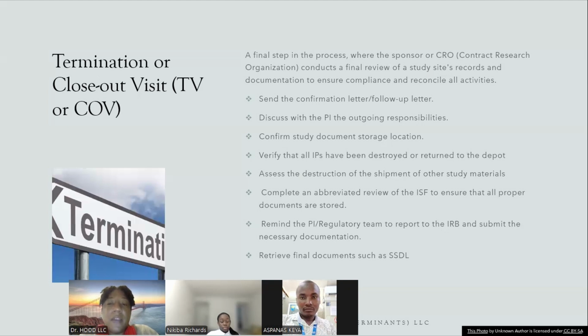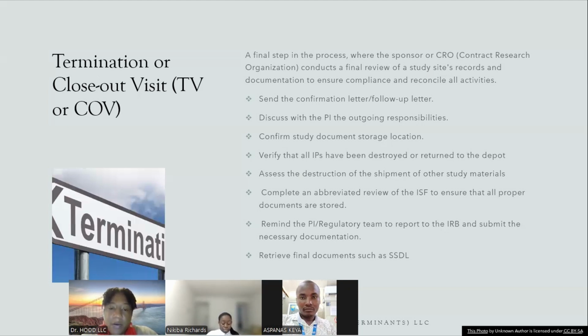Usually only an abbreviated ISF is required at this point because all study assessments are concluded. But there are some documents that you need to pull at that last visit. The delegation logs need to be finalized, so all the staff need to have end dates. Usually this end date coincides with the date that you did the termination visit.